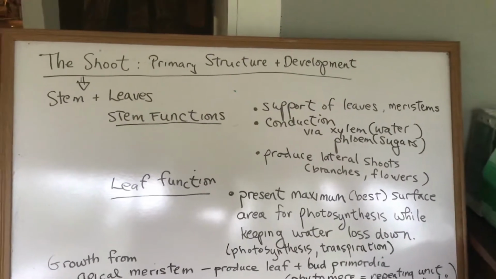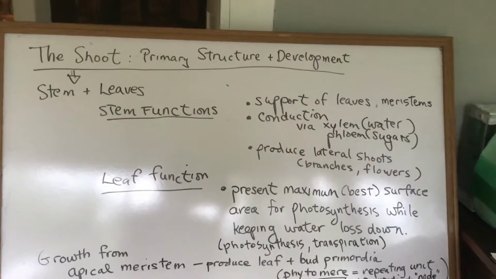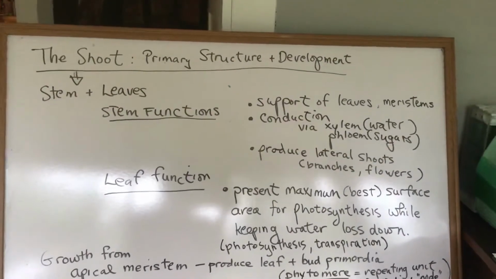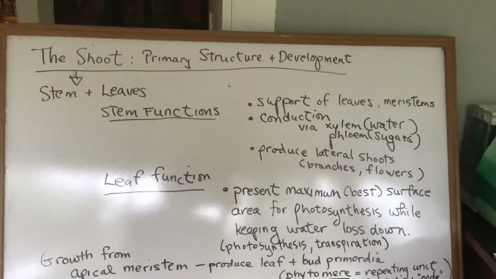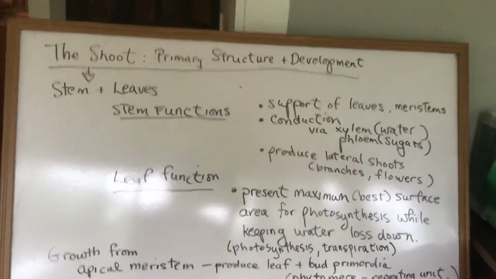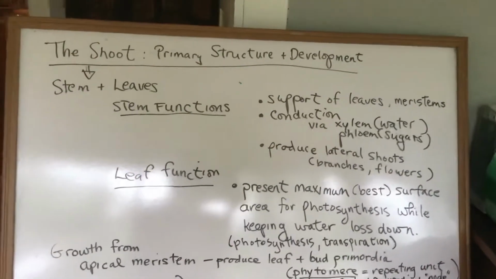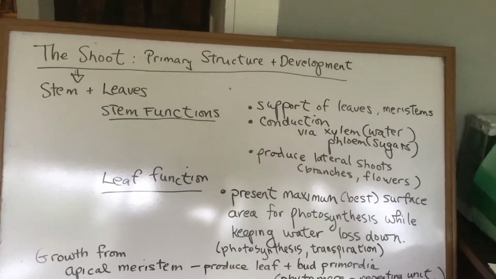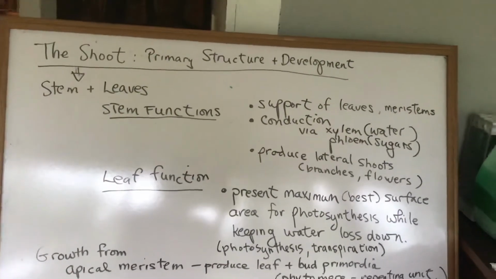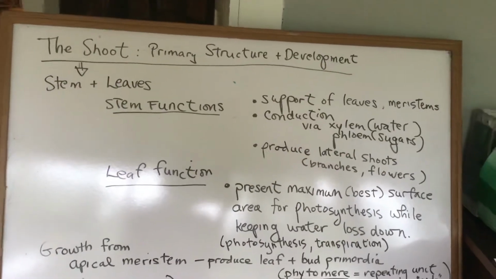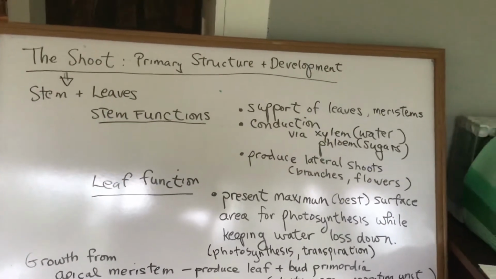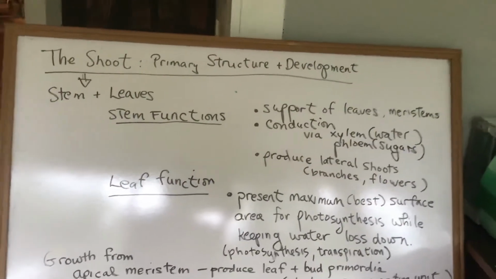And the leaf function is to present the maximum photosynthetic surface for photosynthesis while keeping water loss down, because its two main functions are photosynthesis and transpiration. The leaf may also function to store materials like starches, at least temporarily, for the plant, and also for hormone production.